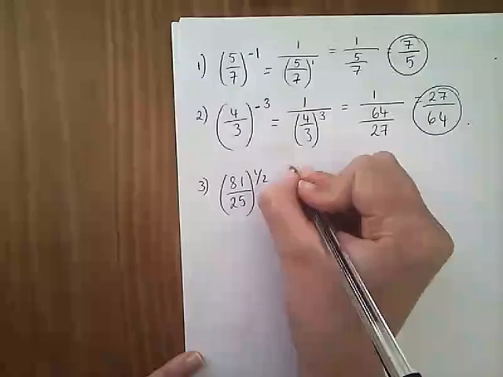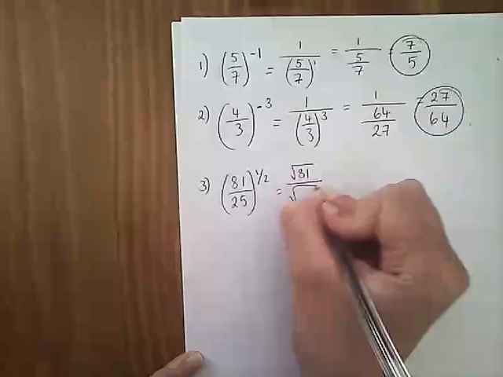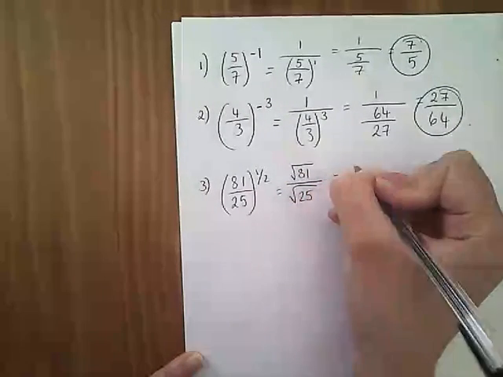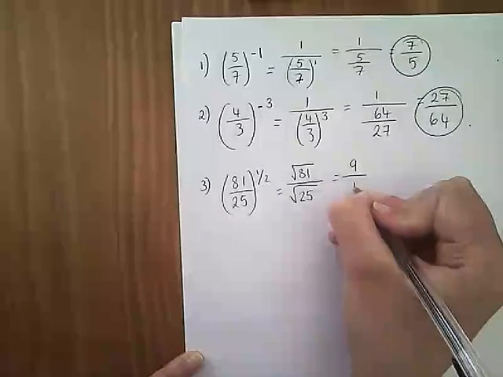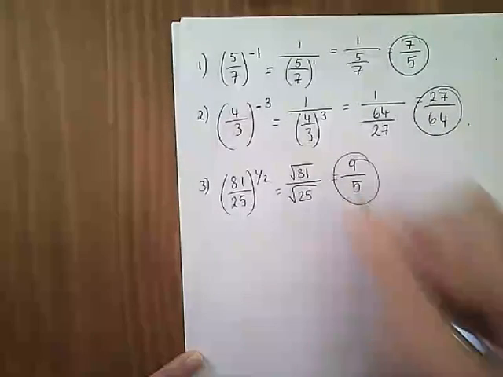Okay, similarly, if we had 81 over 25 to the power of a half, the half square roots, so we'd square root the top, square root the bottom. Square root of 81 is 9, square root of 25 is 5, so the answer, 9 over 5.